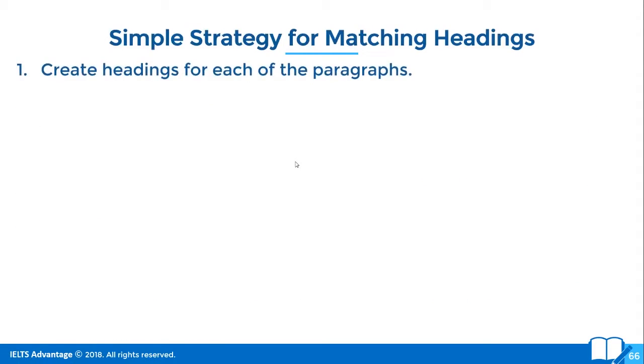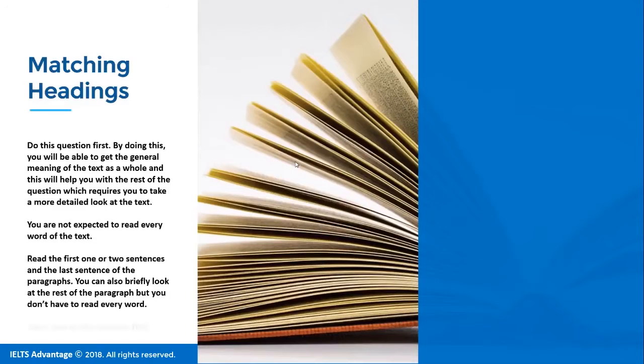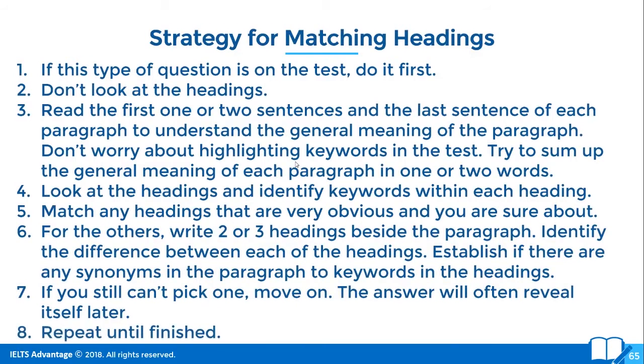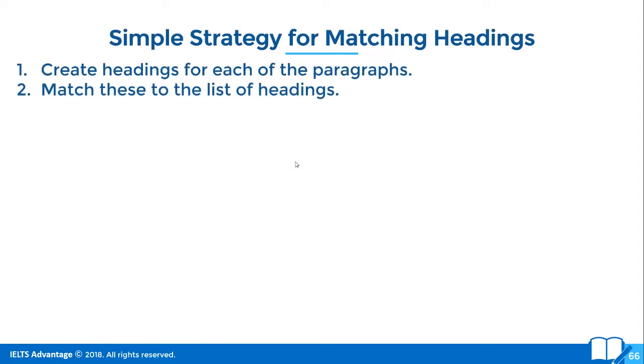So if I could summarize this in a very simple, easy to understand way, it would be: create headings for each of the paragraphs. So look at the paragraphs first, create headings for them, match these to the list of headings. It's keeping it very simple. I like to give people a detailed strategy first. If it's a little bit complicated, just do this. Okay, let's look at some real questions.